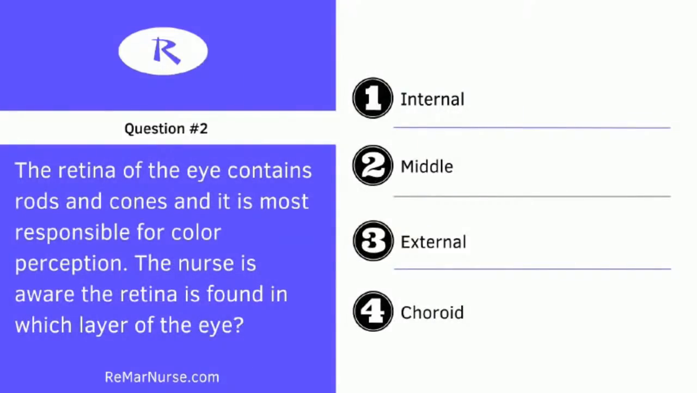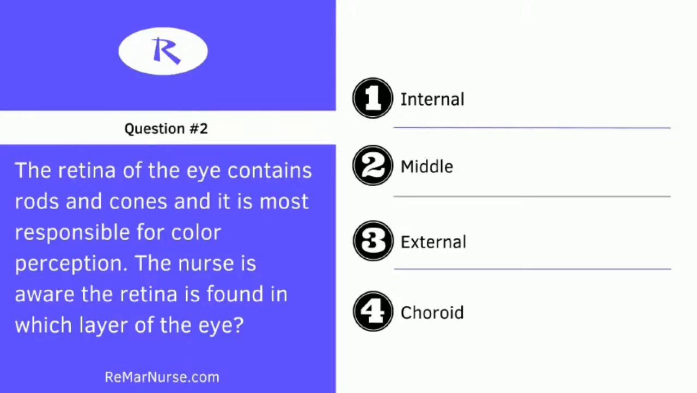The retina of the eye contains rods and cones, and it is most responsible for color perception. The nurse is aware the retina is found in which layer of the eye? Is it 1, internal, 2, middle, 3, external, or 4, choroid?